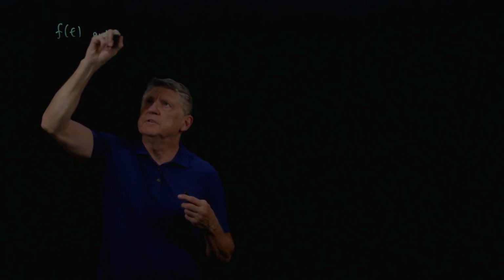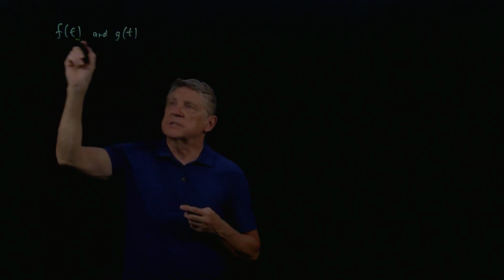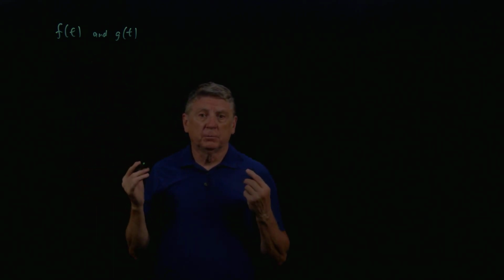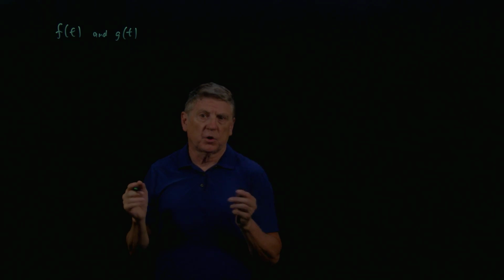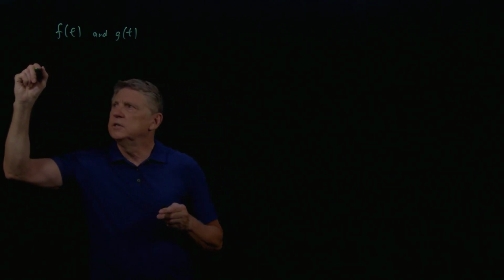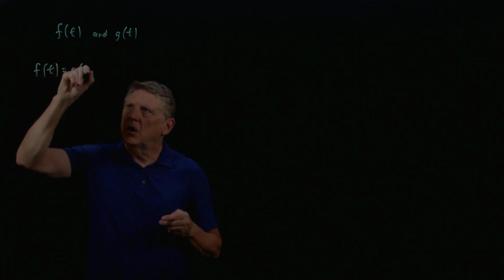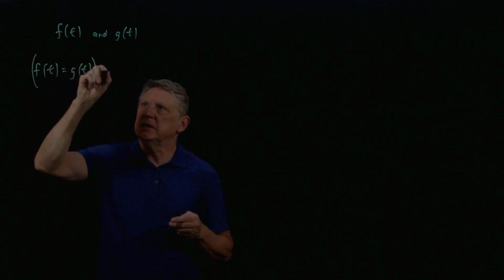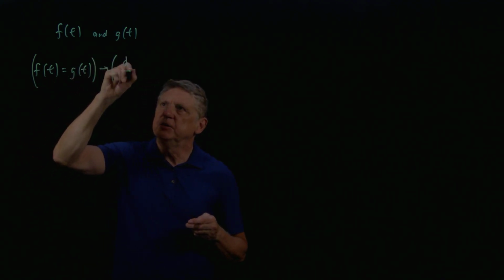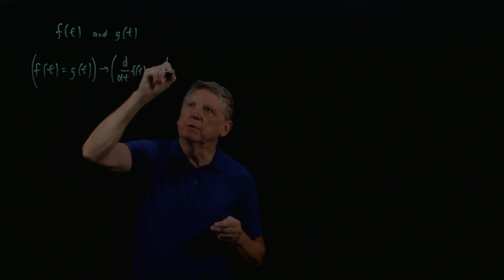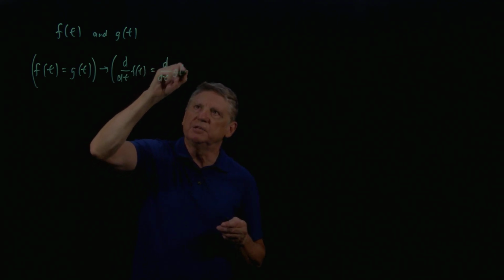So suppose that we have a couple of functions, f and g, and both of these have a scalar argument, so they take a real number in and they push a real number out. If they're both continuous and differentiable, that's an important property here, then what we know is that if f and g are equal at the same value of t, that implies that the derivative with respect to t of f has to equal the derivative with respect to t of g.